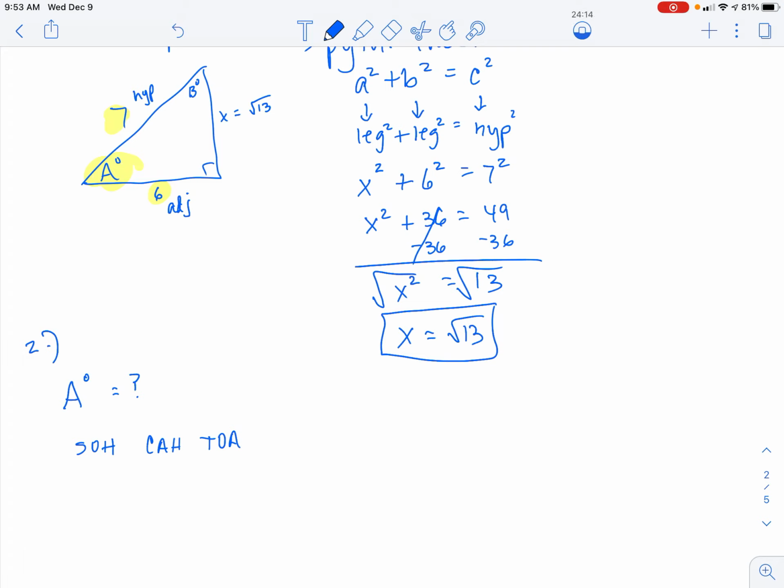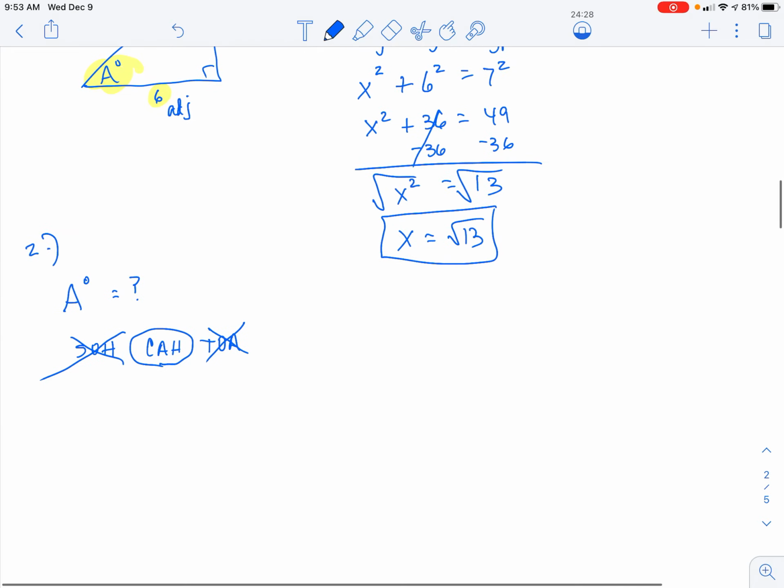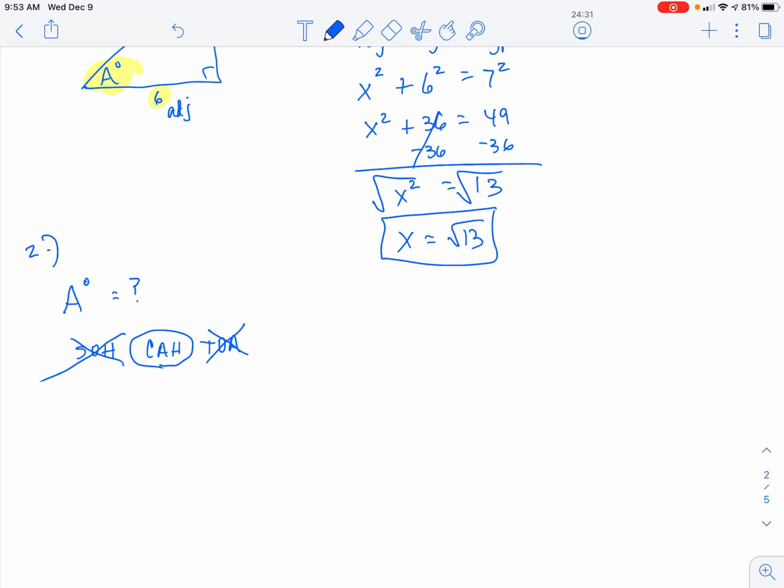All right, so we need hypotenuse and adjacent. So which one of our functions down here offer both of those? Sine is opposite over hypotenuse. Cosine is adjacent over hypotenuse. Looks like it's going to be that one. Tangent is opposite over adjacent. So it looks like we're going to use cosine.